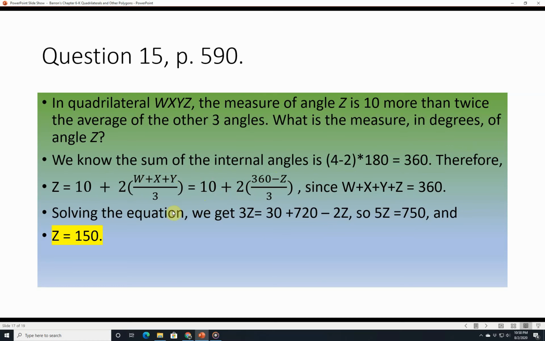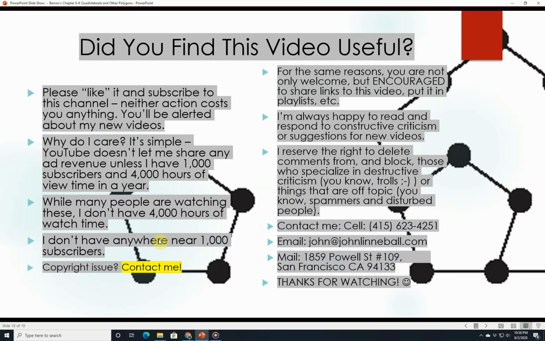So, solving the equation, we get 3Z is equal to 30 plus 720 minus 2Z, so then we just combine like terms, we get 5Z is equal to 750, because 720 plus 30 is 750, and we're adding 2Z to each side, so 5Z is 750, and Z is equal to 150.